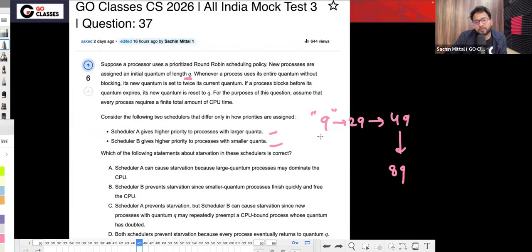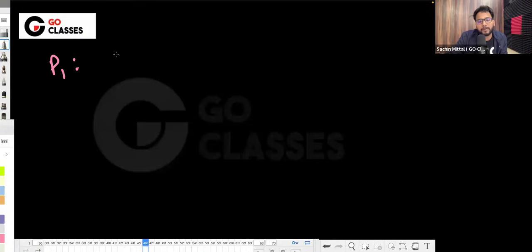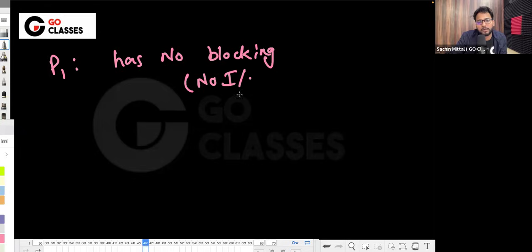Either new processes or some processes which are not able to run completely. So basically, let's suppose there is some process P1. P1 has no blocking. Blocking means no IO. So let's suppose P1 has no IO. Then P1 will run completely for Q, and its quanta is now 2Q.